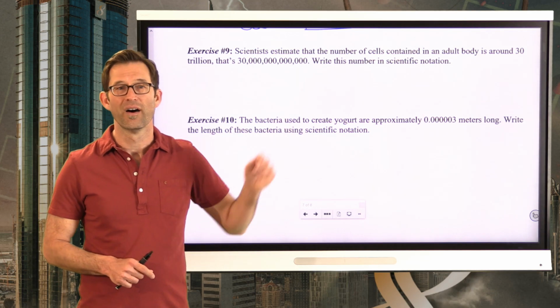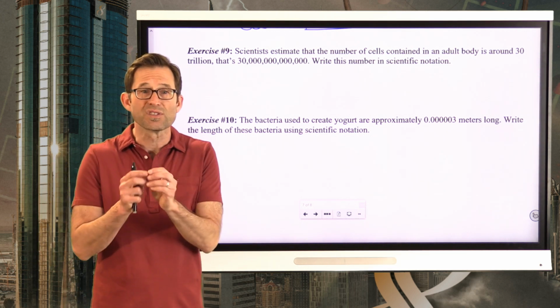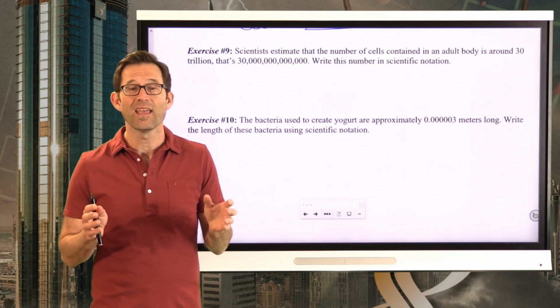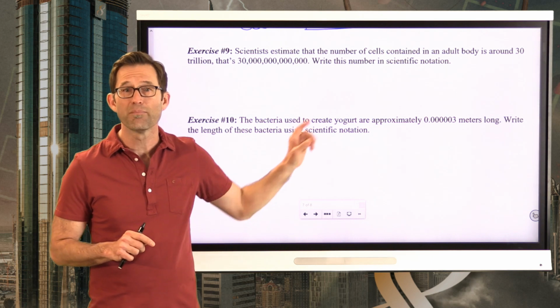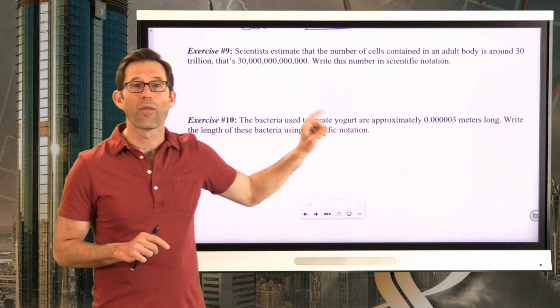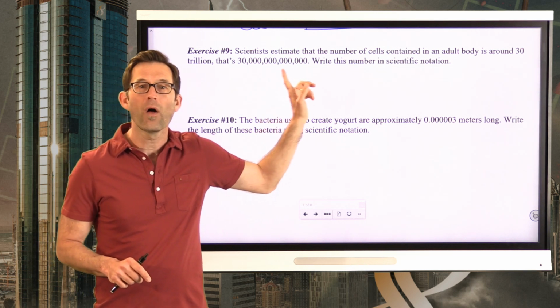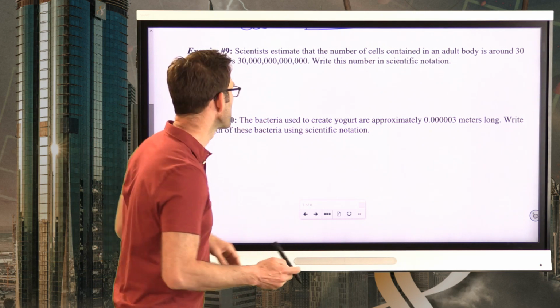All right, I love number 9. So scientists estimate that the number of cells, the cell is the smallest building block of life, right? The number of cells contained in an adult body, like my own, although some people would dispute if I'm an adult, but in an adult body is around 30 trillion, which is 30 with 12 additional zeros stretched out in front of it. Write this number in scientific notation.